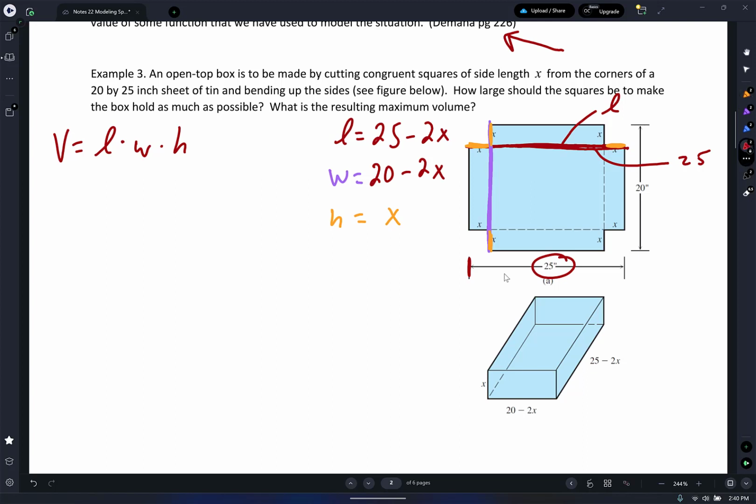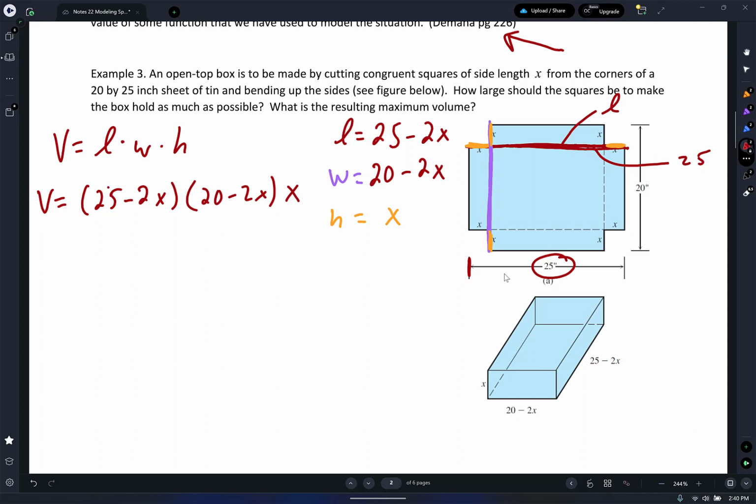Perfect. So here's my volume expression. Volume equals the length, which is 25 minus 2X, close it. The width is 20 minus 2X, close it. And my height is X. How do we feel? There is something called the triple product rule. We're not going to use that. I mean, there's a product rule, but this is what I want to take the derivative of, right? So you have to use algebra. So we're going to use algebra to FOIL it before we can take a derivative, because it makes life easier.